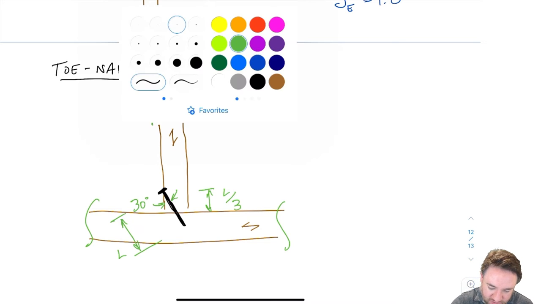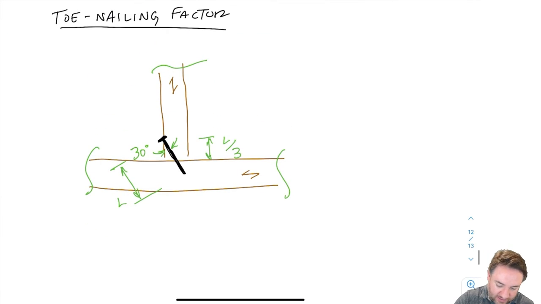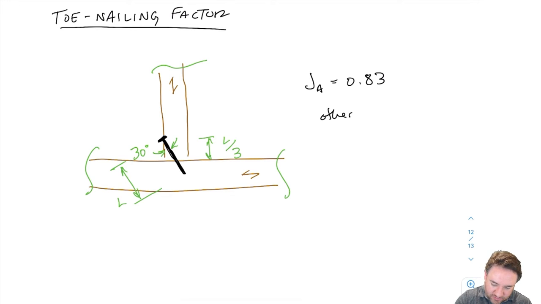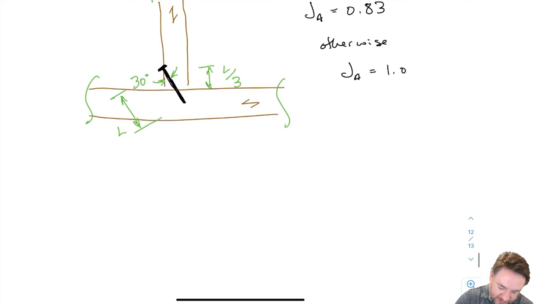If I toenail like this, it's going to be stronger than nailing into end grain. I will still apply a reduction factor of 0.83 on my strength because I'm not doing totally side grain shear. Otherwise, we're going to use a factor of 1.0. Okay, so the next one is the nail clinching factor.